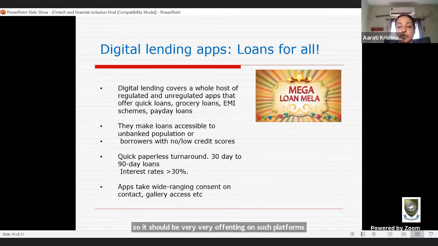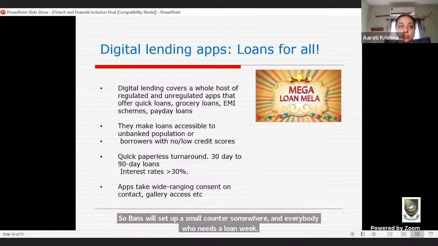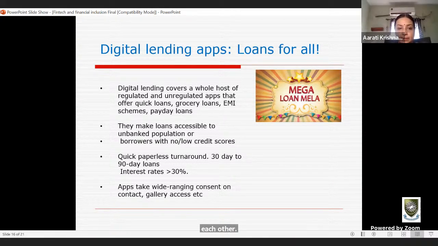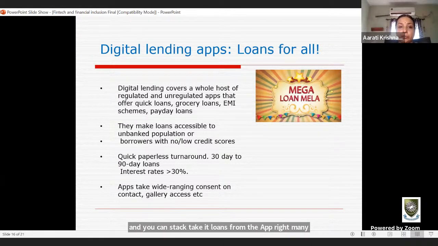In the earlier days, during election times, especially in the northern states, you used to hear of loan melas, right? Banks would set up a small counter somewhere, and everybody who needs a loan will queue up there, and they will be disbursed loans based on some identity proof and some due diligence by the bank manager. Now, digital lending apps are actually the fintech version of this loan mela. Unlike P2P platforms, where both the borrower and lender are on the platform, in digital lending platforms, as a borrower, you can sign up and start taking loans from the app, right?